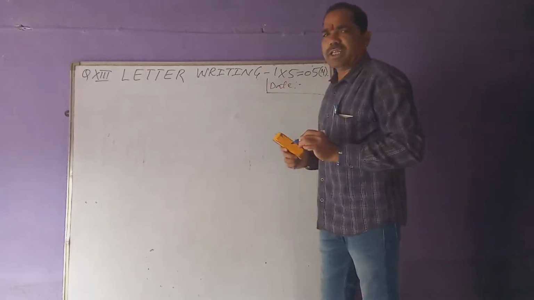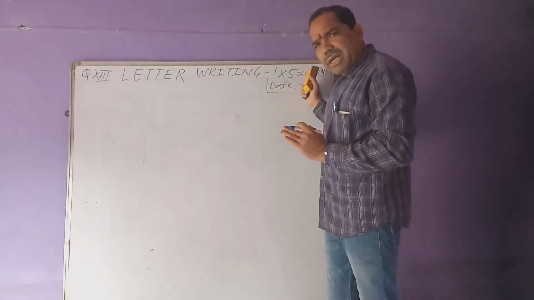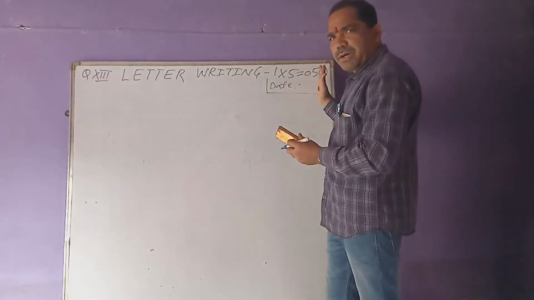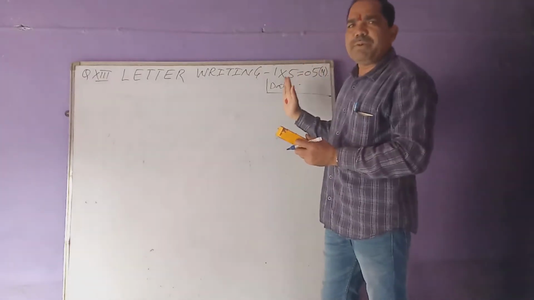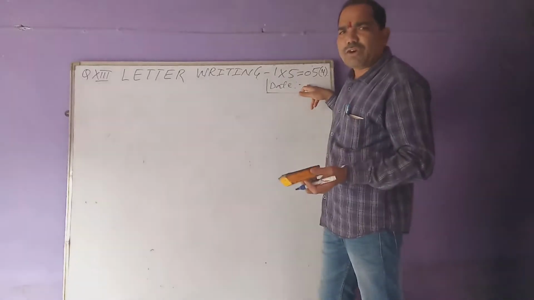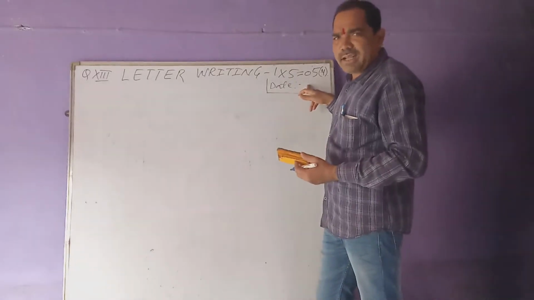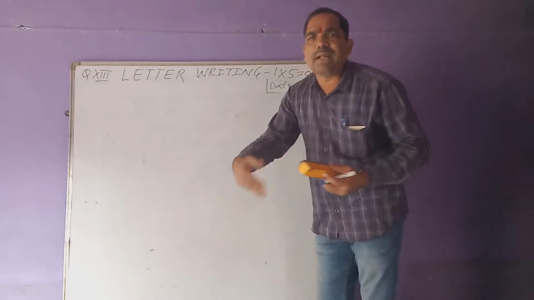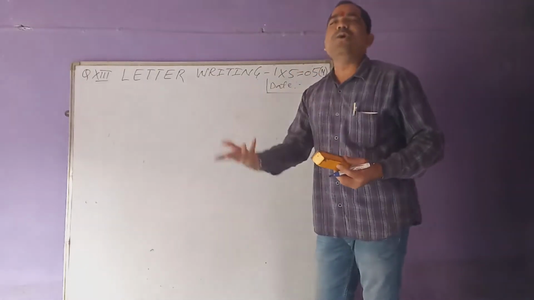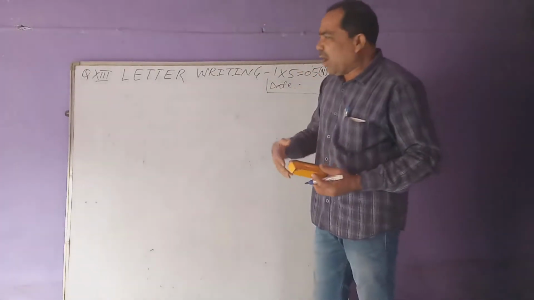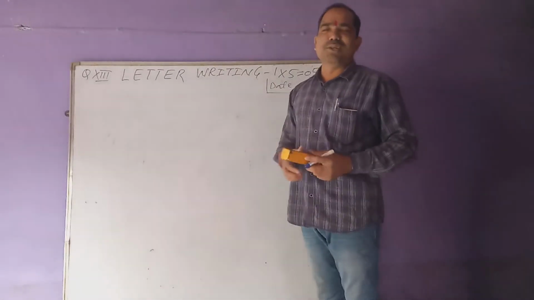Understand? The date is fixed. The part of the paper, the place on the paper, is fixed for the date, whether it is formal or informal letter writing. But nowadays the place of the date has also been changed, and we have to walk with all the people. That is, it is very important to move with the times.